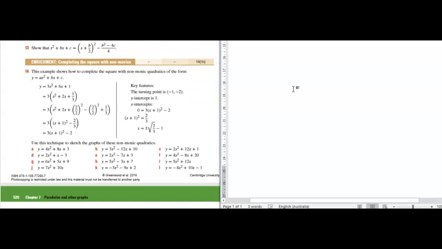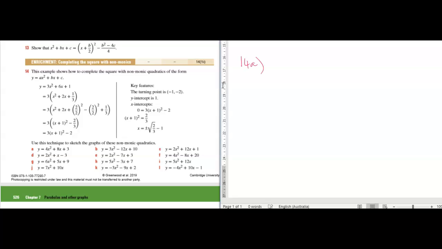Just because you're dealing with a fraction does make it a little bit harder, but the steps are still the same. If you can complete the square, you'll be able to do these non-monics, and I strongly encourage you to have a go at doing them. But maybe we'll do one together, just because I feel like I'm saying, have a go, you'll be fine, and maybe you won't be fine. So let's do 14a together.